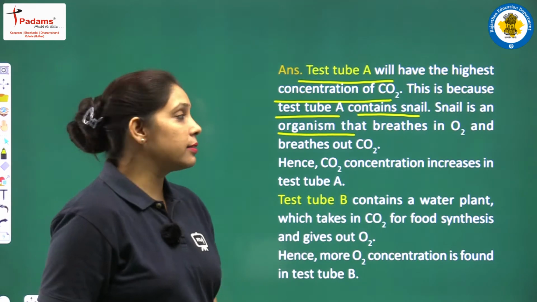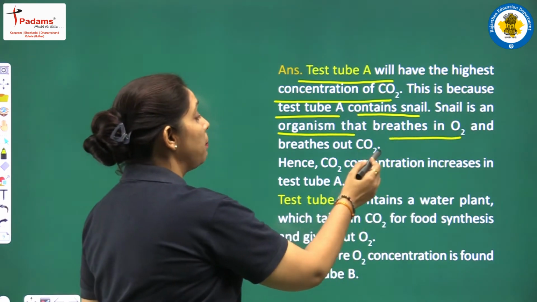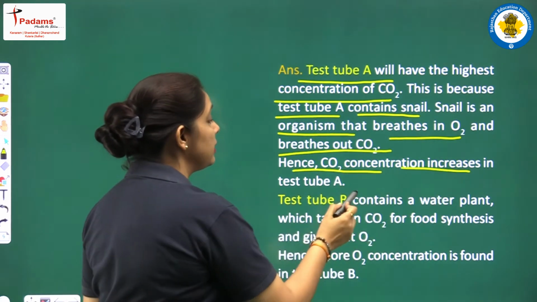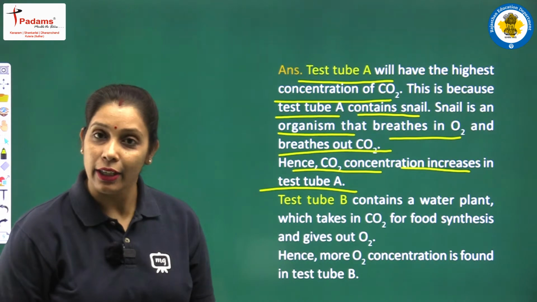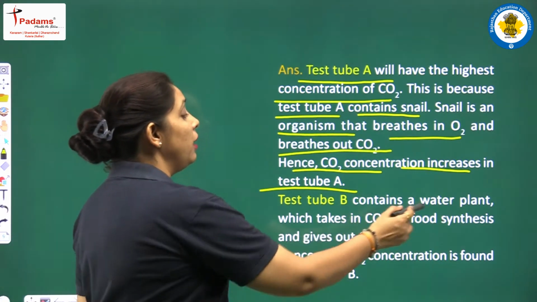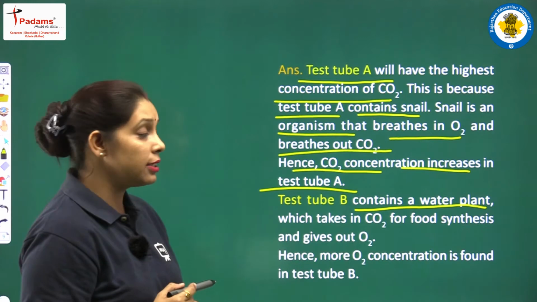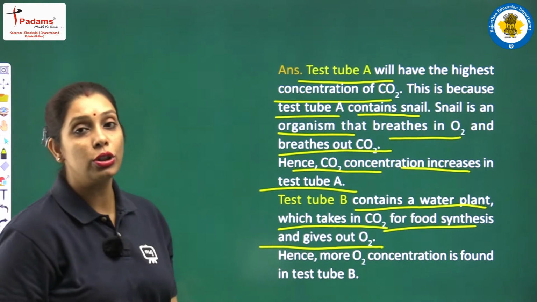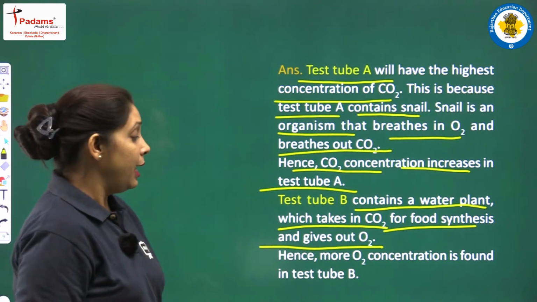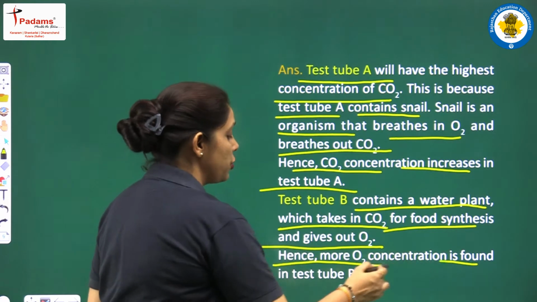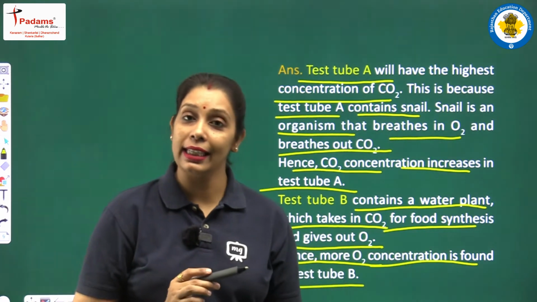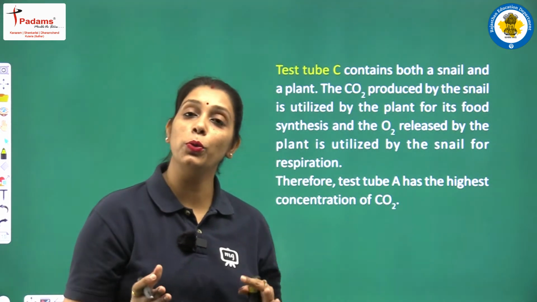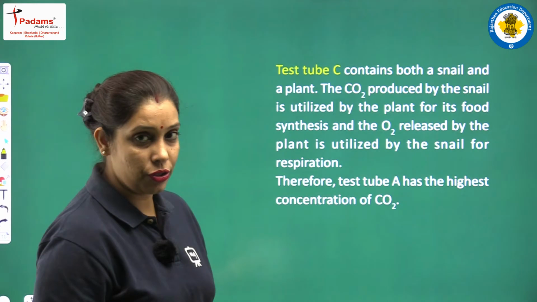Snail is an organism that breathes in O2 and breathes out CO2. Hence, CO2 concentration increases in test tube A. Is that clear? In test tube B, we know that it contains a water plant which takes CO2 for food synthesis and gives out O2, oxygen. Hence, more oxygen concentration is found in test tube B. Is that clear to everybody? Test tube A में CO2 का concentration ज़्यादा होगा, test tube B में oxygen का concentration ज़्यादा होगा.